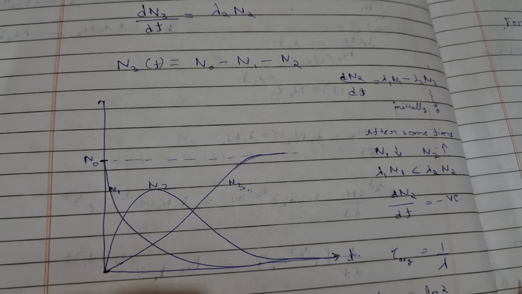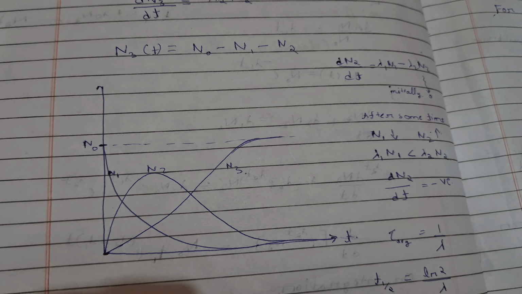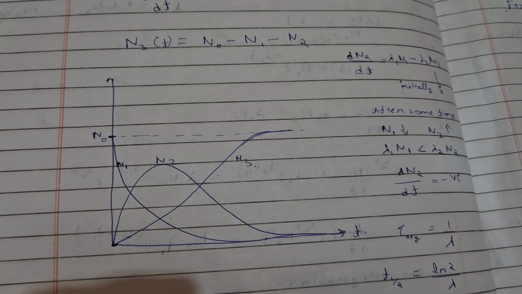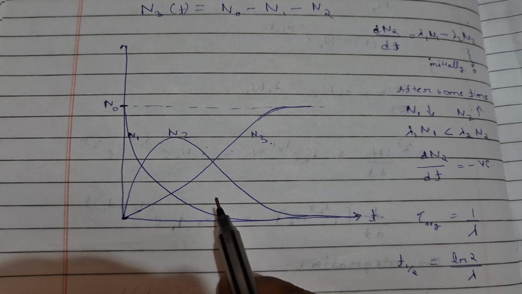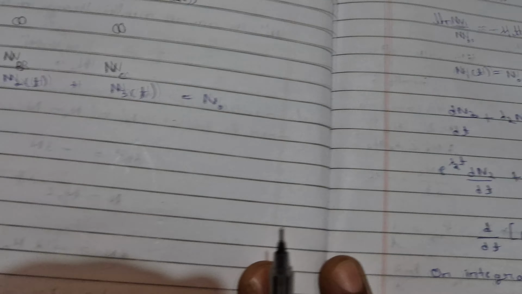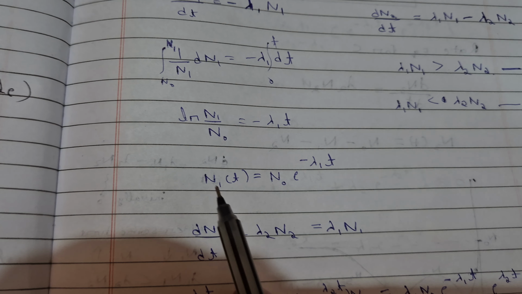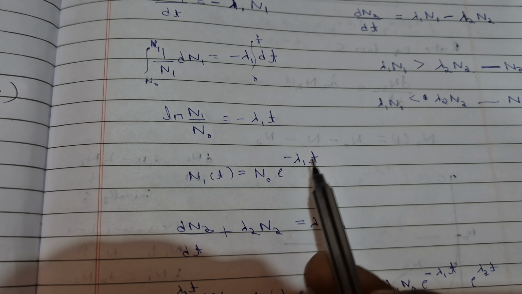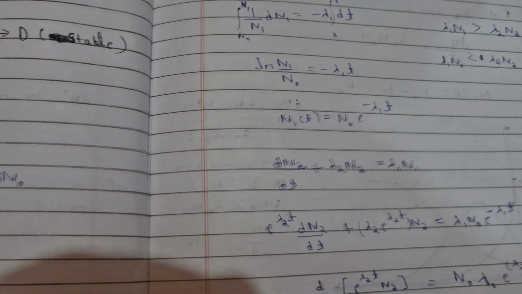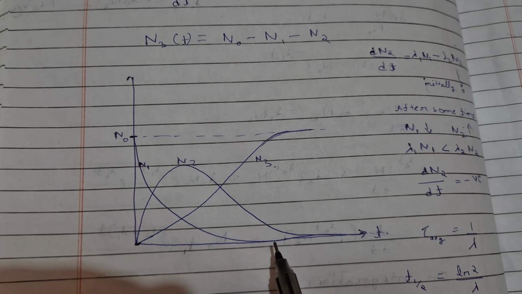Now the next task is how n1, n2, n3 are decreasing and increasing, so we need to plot them. How can we plot them? Let's see first the equation for n1. What was the equation? That was n1(t) equals n0 exponential minus lambda 1 t. So n1 is decreasing with time exponentially. You can see directly that with time it is decreasing. So n1 is simply going from n0, exponentially decreasing.